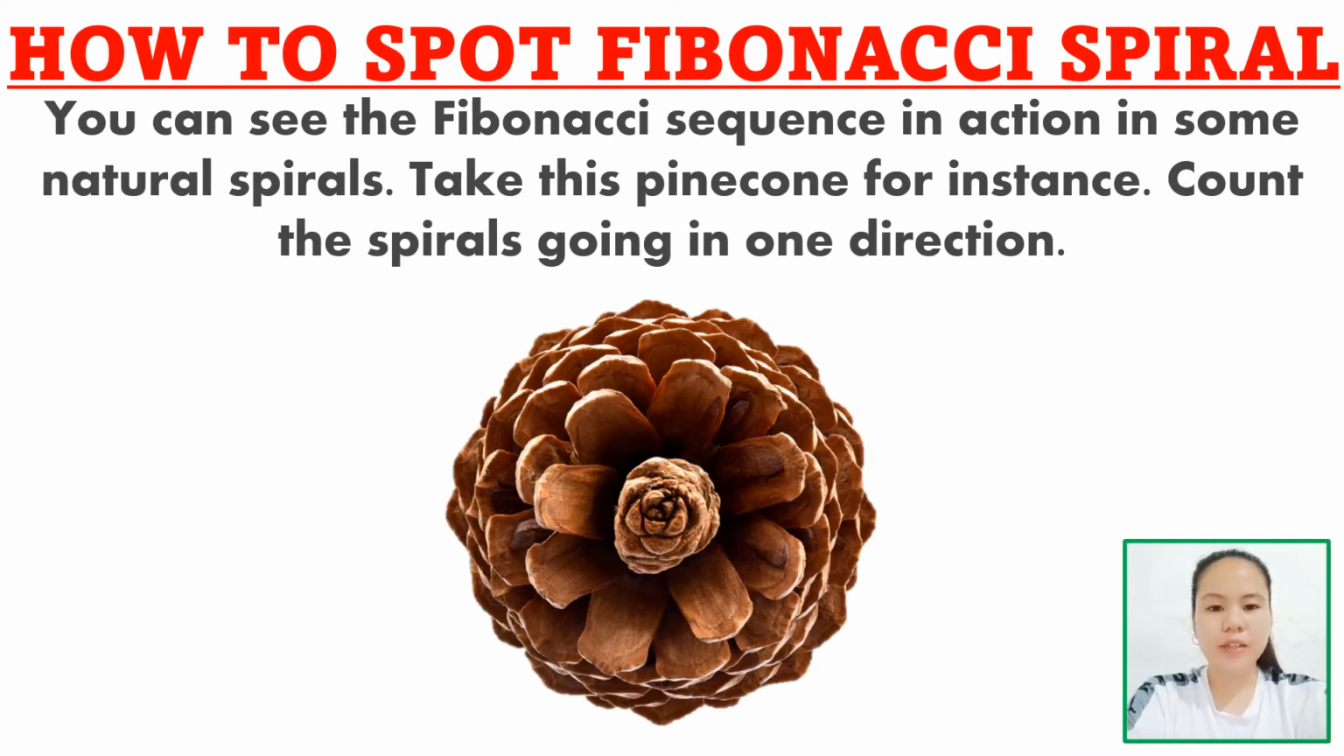How to spot Fibonacci spirals. You can see the Fibonacci sequence in action in some natural spirals. Take this pine cone, for instance. Count the spirals going in one direction. Now, try counting the spirals going in the other direction. So, what numbers did you get? We counted 8 going one way and 13 going the other way. The numbers 8 and 13 are both Fibonacci numbers. You can even do this with a sunflower, although it will take longer.